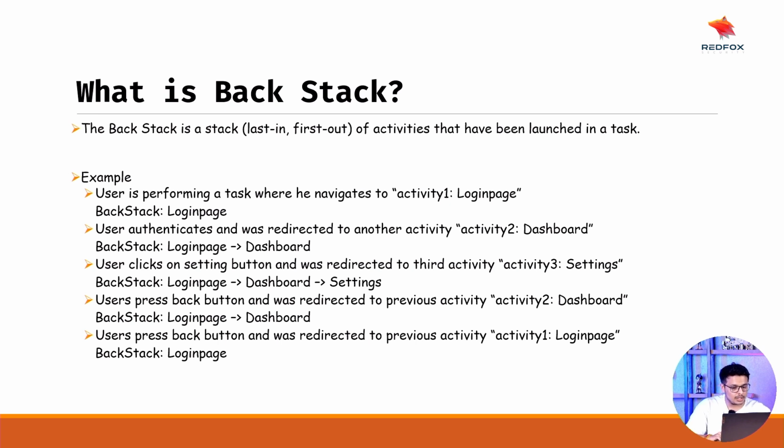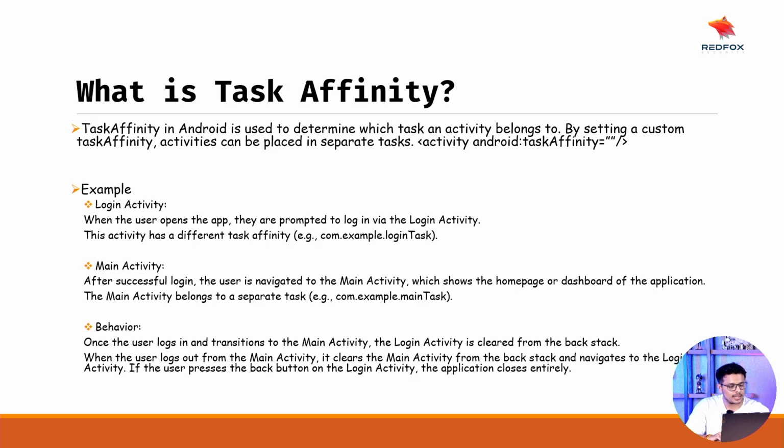The other two main components of the StrandHogg vulnerability: the first one is the task affinity. So what is a task affinity? A task affinity in Android is used to determine which task an activity belongs to. By setting a custom activity task affinity, activities can be placed in separate tasks, and you can use this syntax to add the task affinity.